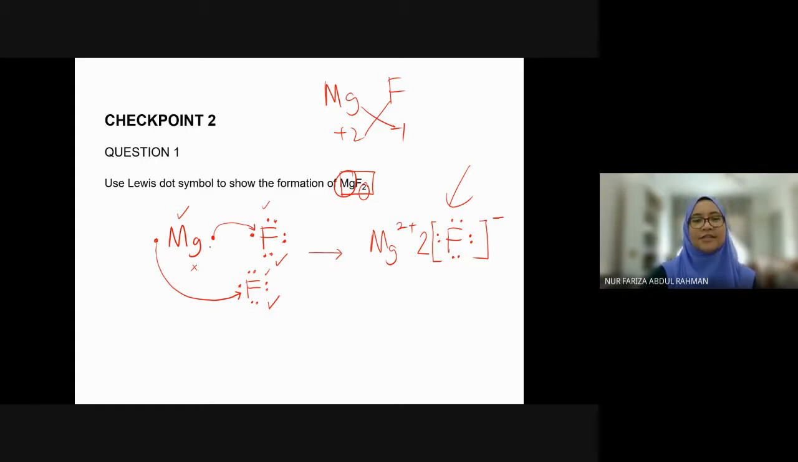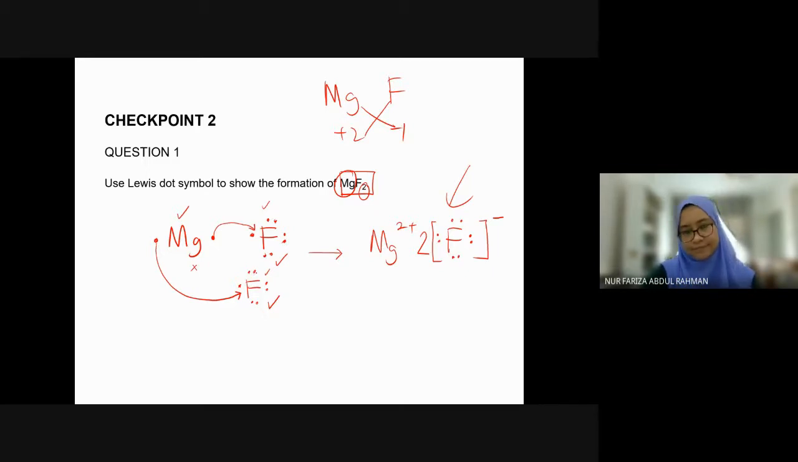Kalau tadi saya punya reasoning tu, why do we need 2 fluorine instead of 1 fluorine? Because kat sini dia ada conflict guys. Fluorine only needs one electron, but magnesium needs to remove 2 of its electrons. So that's why we need to use 2 fluorine instead.